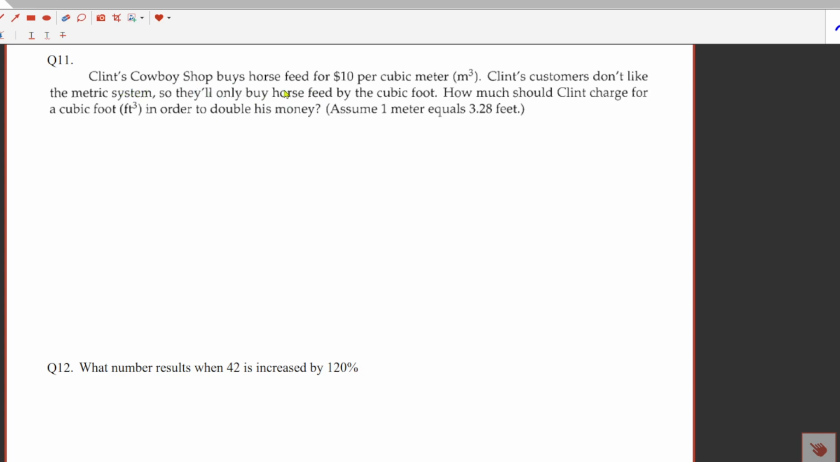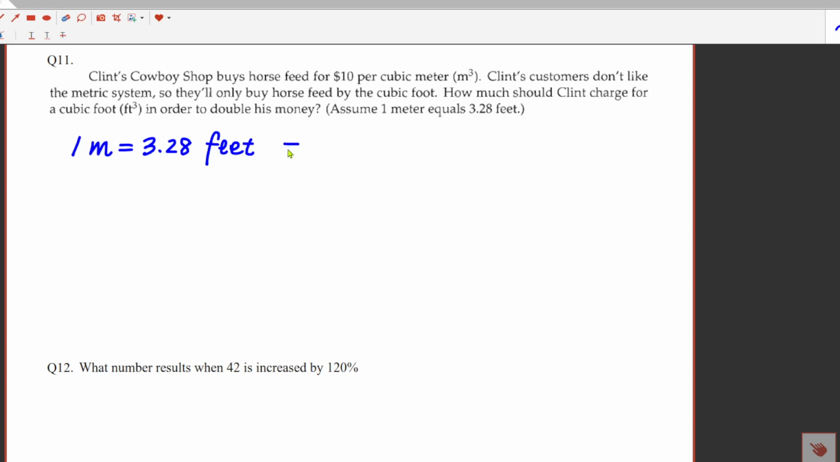Clint's Cowboy Shop buys horse feed for $10 per cubic meter. Clint's customers don't like the metric system, so they'll only buy horse feed by the cubic feet. How much should Clint charge for a cubic foot in order to double his money? Assume 1 meter equals 3.28 feet. Okay, first of all, we know 1 meter is approximately 3.28 feet, according to the given information here.